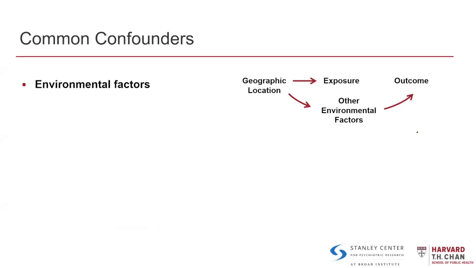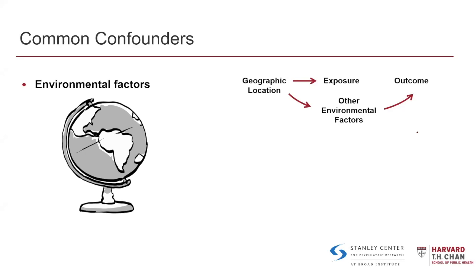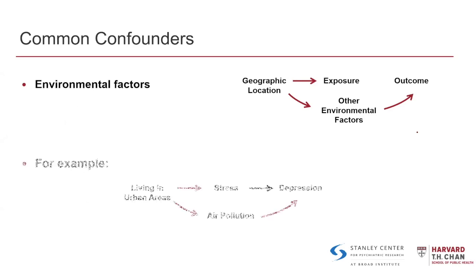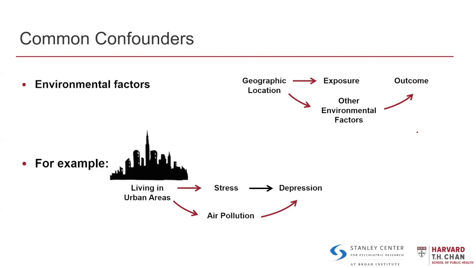The other one is environmental factors. Depending on the geographic location, there may be some environmental factors that are associated with the exposure of interest. So for example, those who live in urban areas are more likely to have exposure to air pollution and may have an increased risk for depression. And because living in urban areas is also associated with stress, that could lead to depression.